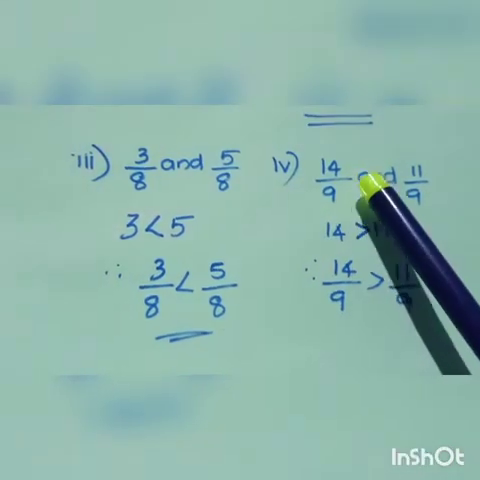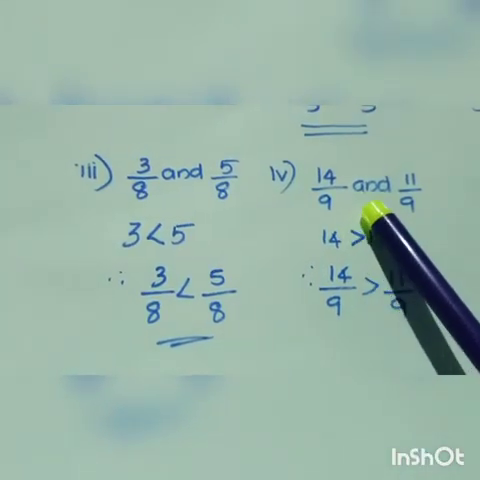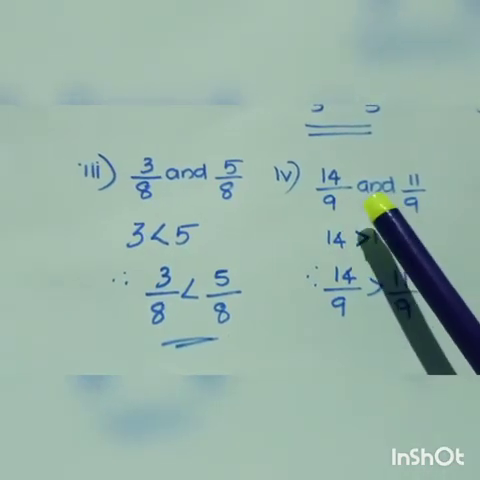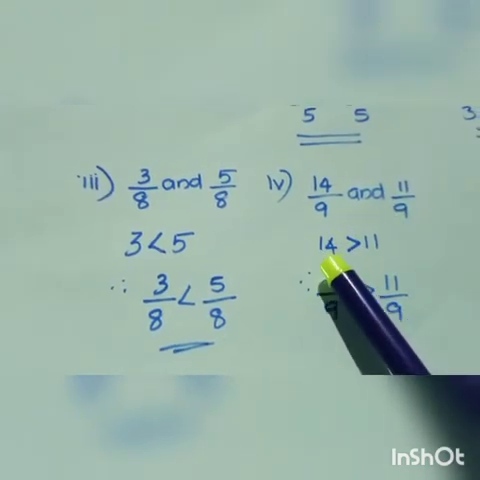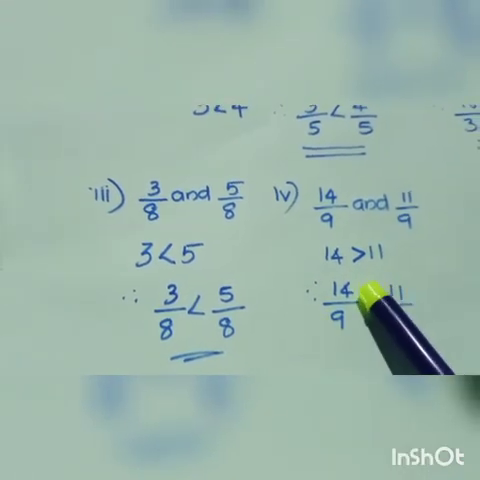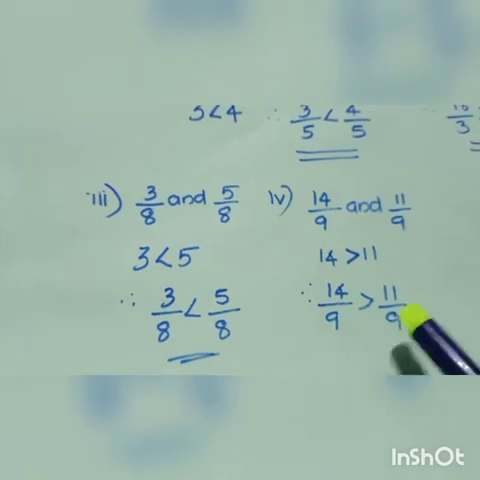Let me show you another example. 14 by 9 and 11 by 9. Denominators are the same, so we compare numerators. 14 is greater than 11. Therefore 14 by 9 is greater than 11 by 9.